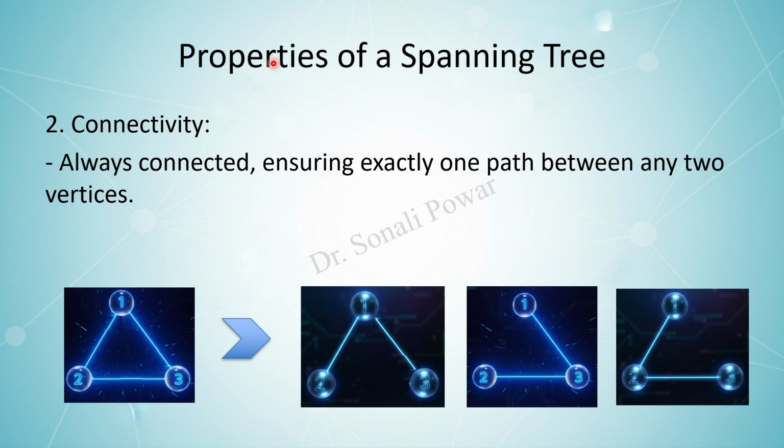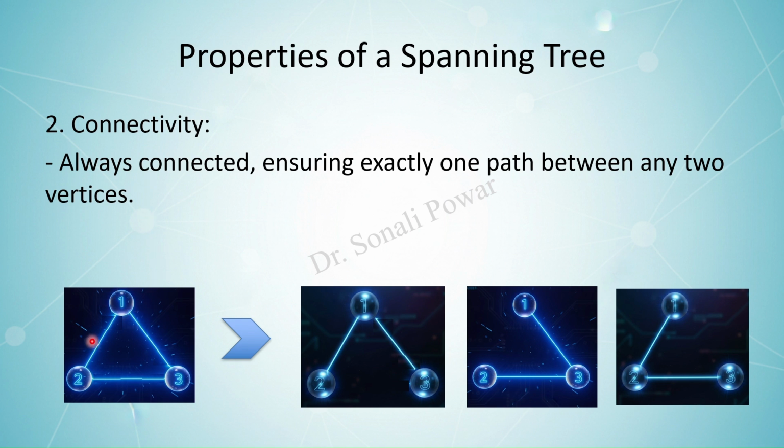The next property is related to connectivity. A spanning tree is always connected. It means that there is only one path present between any two vertices. Consider this following example. There is only one path possible between 2 and 3. I need to go from 2 to 1, and after that you can reach 3. The same thing will be applicable here. Suppose I just want to check the path between 1 and 2. Here as well only one path is possible.